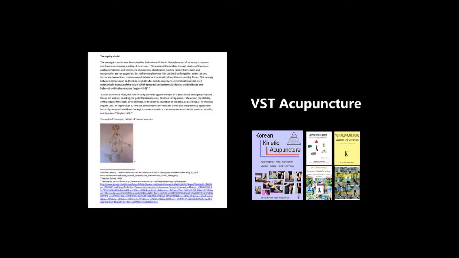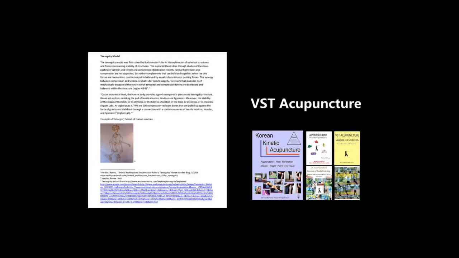Tensegrity model. The tensegrity model was first coined by Buckminster Fuller in his explanation of spherical structures and forces maintaining stability of structures. He explored these ideas through studies of the close packing of spheres and tensile and compressive stabilization models, noting that tension and compression are not opposites, but rather complements that can be found together.